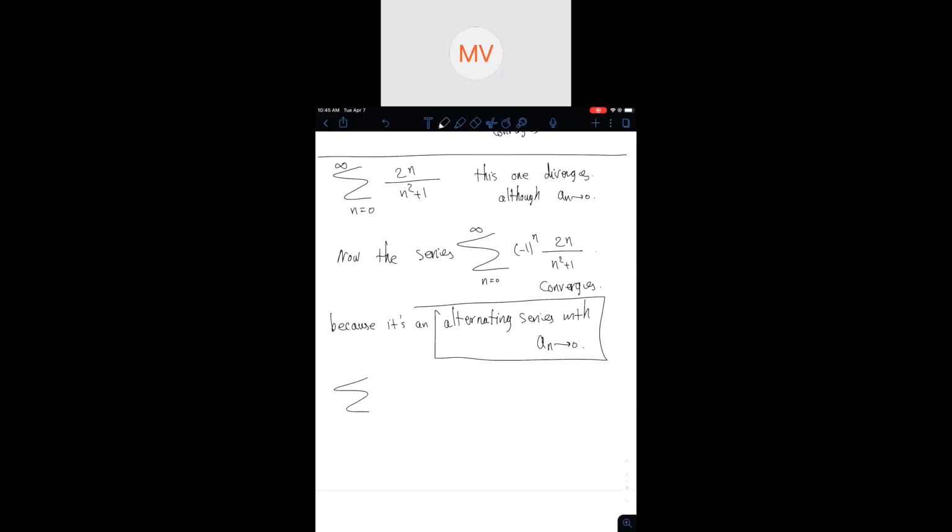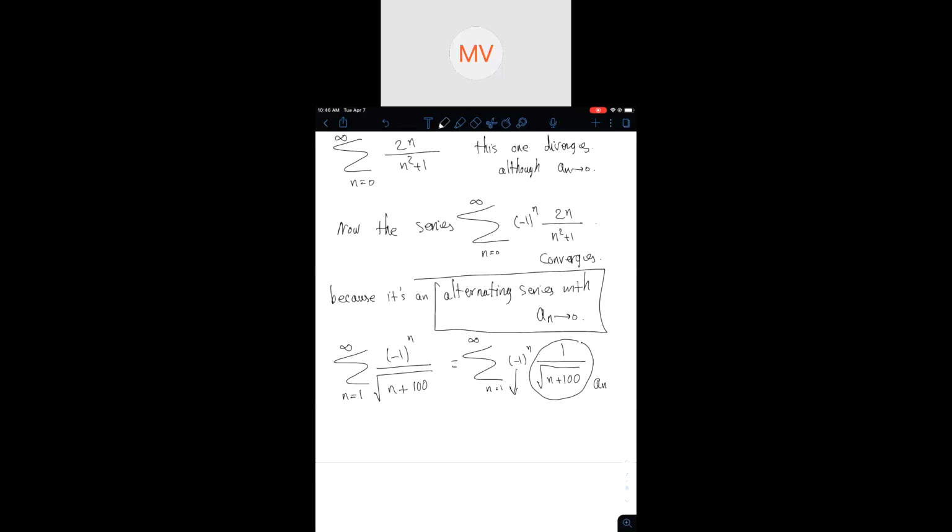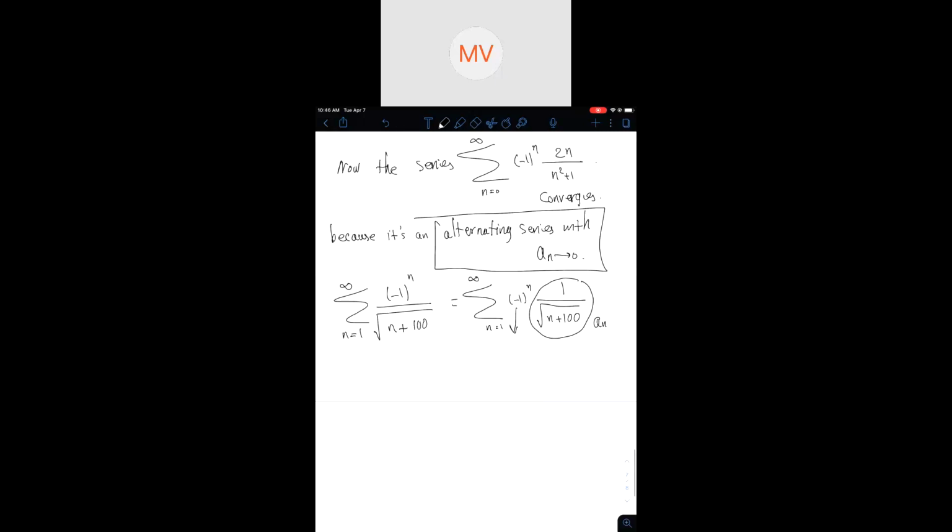This is part E, number 1. So that's the sum of negative 1 to the n over n plus the square root of n plus 100, with n starting from 1 to infinity. Okay, let me rewrite this in a way we can see what a n is. So this piece is a sub n, and that's the alternating coefficient. So anytime you see negative 1 to the n, can you assume it converges? No. Example.